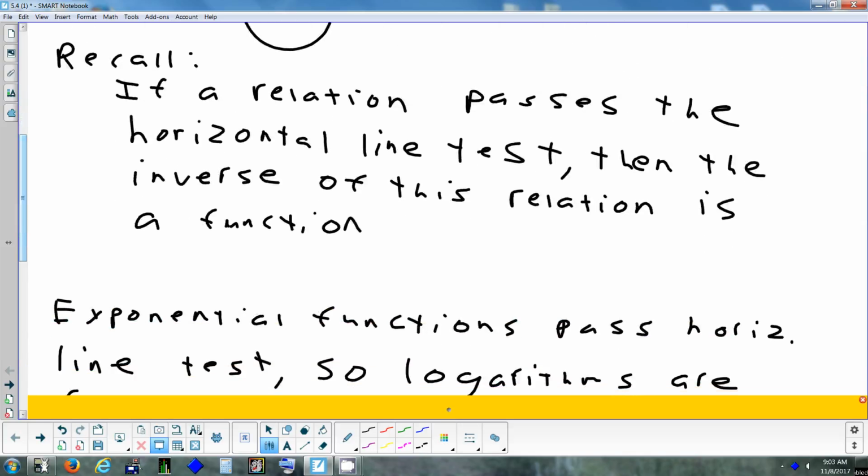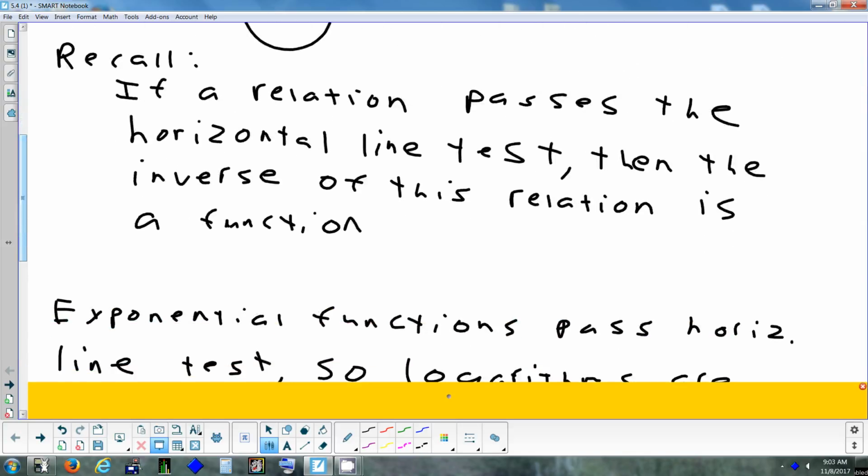So, exponential functions pass the horizontal line test. If you sketch an exponential function and draw a horizontal line, no matter where you position that horizontal line, it's only going to hit the exponential one time.